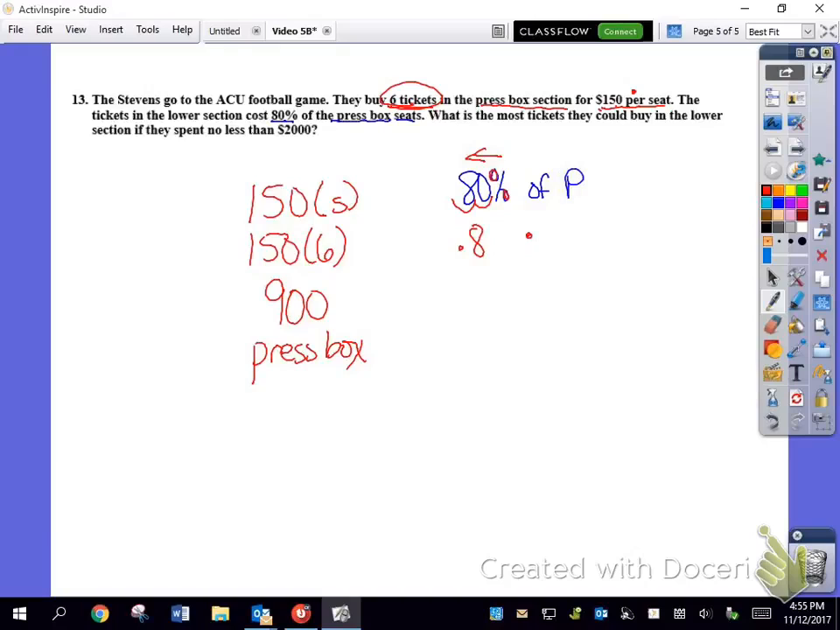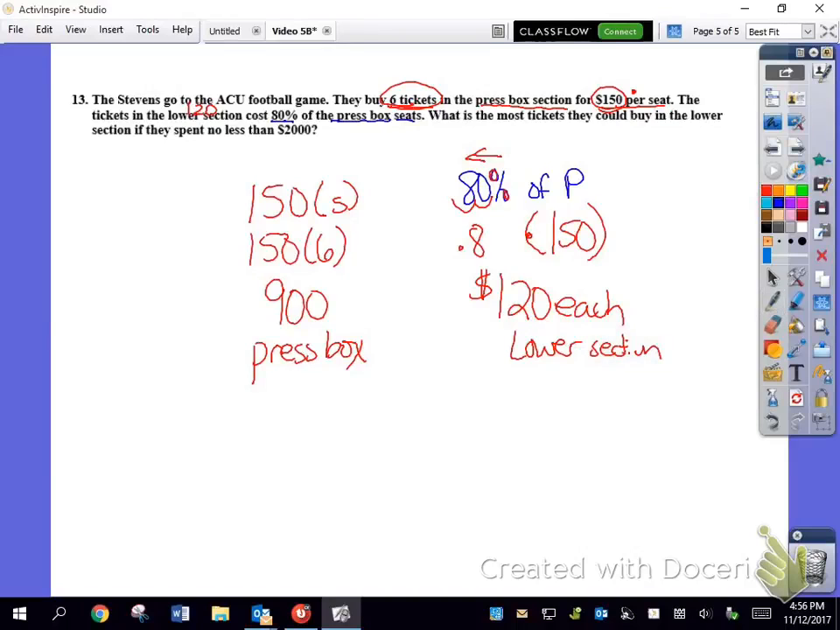Of is times. The press box seats are 150 each. So 80% of that. So 0.8 times 150. So on your calculator, you do 0.8 times 150, and you get 120. So in the lower section, these are 120 each. Okay? So 120 each in the lower section. That's the cost.